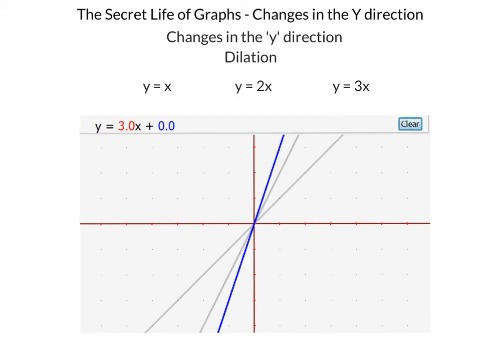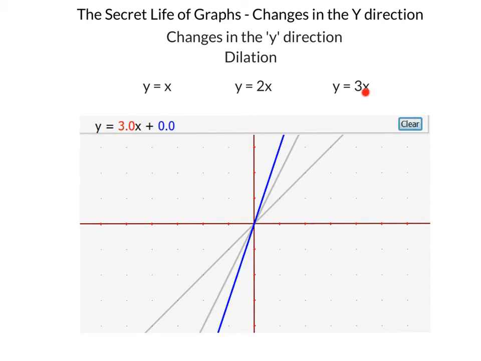So in the previous changes in the y direction, we were adding a number to the graph, and the whole graph moved. Now we're going to multiply by a number. Here is y equals x, y equals 2x, and y equals 3x. This one is y equals x, this one is y equals 2x, and this is y equals 3x.